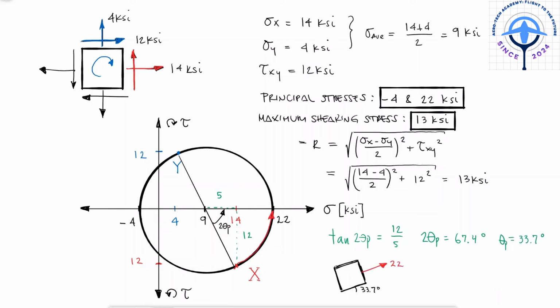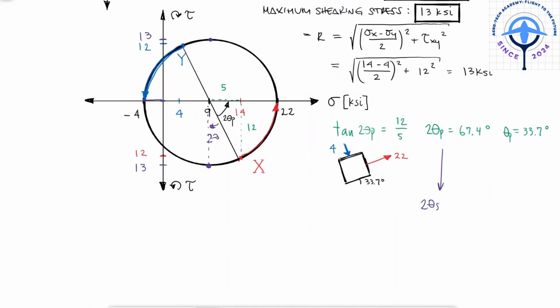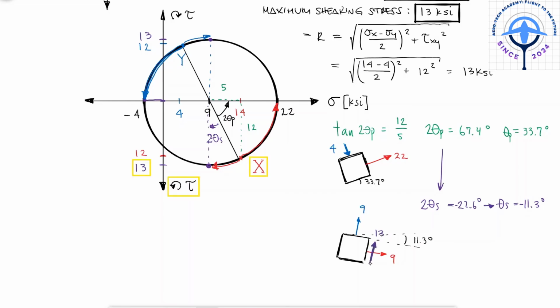The sigma y corresponding to that stress element would be minus 4, and of course the shearing stress would be 0. The angle of rotation so that x becomes the maximum shearing stress would be the complementary angle to 67.4 and in the clockwise orientation. The new values for sigma x and sigma y would both be positive 9, and the shearing stress would be 13, a vector that would make rotate the stress element counterclockwise for the face of x, and a vector that would try to rotate the stress element clockwise for the face of y.